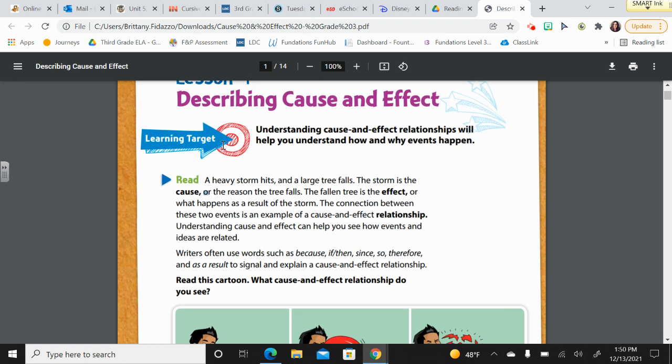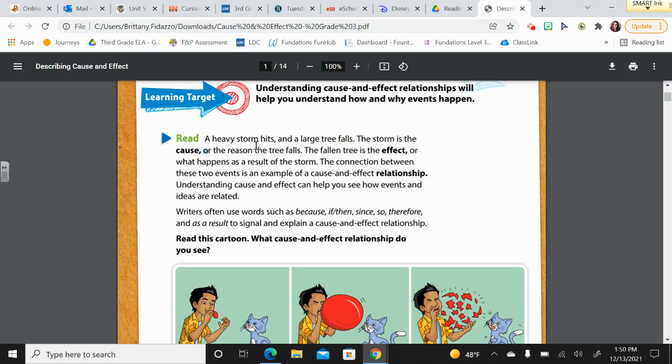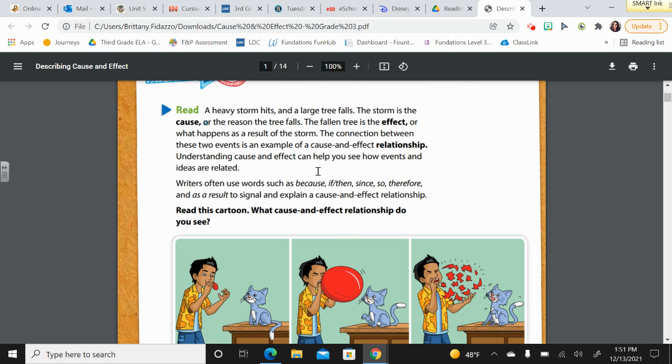If you look, the learning target is understanding cause and effect relationships will help you understand how and why events happen. A heavy storm hits and a large tree falls. The storm is the cause, or the reason the tree falls. The fallen tree is the effect, or what happens as a result of the storm. The connection between these two events is an example of a cause and effect relationship. Understanding cause and effect can help you see how events and ideas are related.